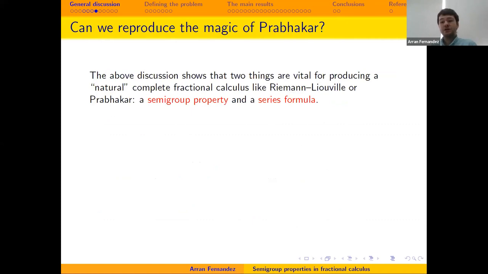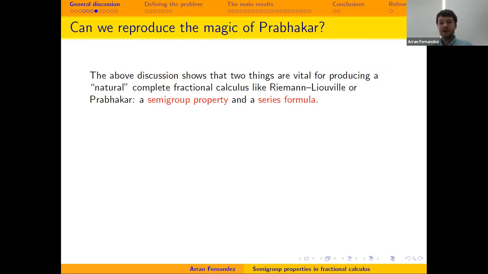Okay, so from this discussion, we've got two things that are vital for producing a natural, complete fractional calculus: something where you can go from fractional integral to fractional derivative in all these natural ways, and it's the same result. A semigroup property and a series formula. So these two things are the key for, as I've written here, reproducing the magic of Prabhakar.